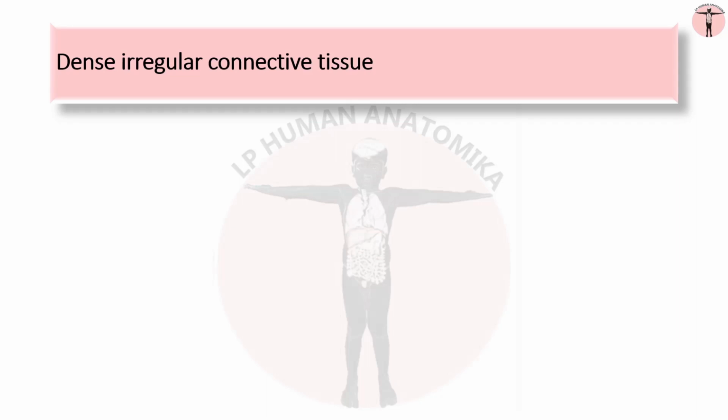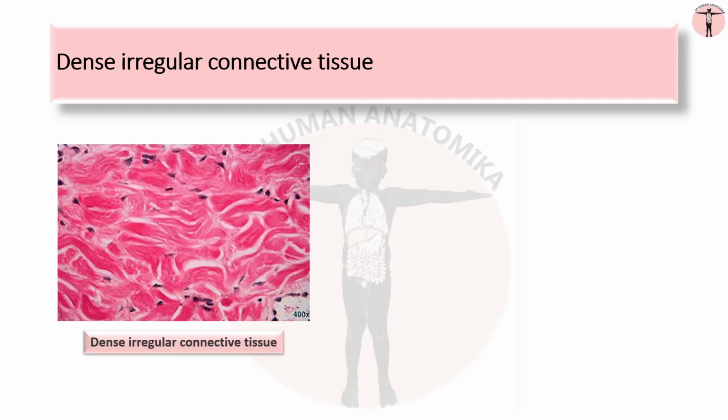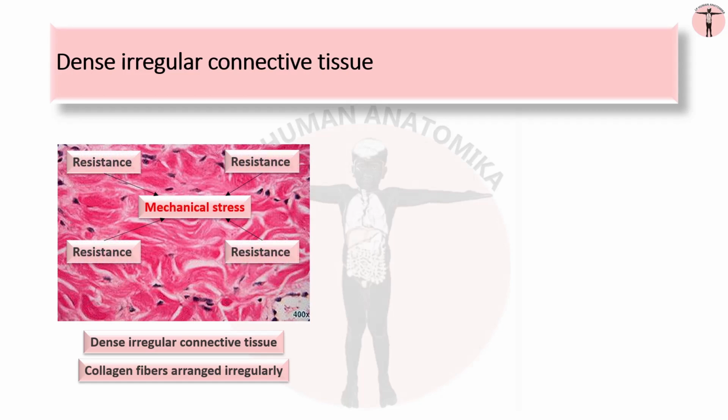Coming to the second type of the dense connective tissue, that is the dense irregular connective tissue. In dense irregular connective tissue, collagen fibers are arranged irregularly, which can be observed in this picture. The bundles of collagen are randomly interwoven with no definite orientation. It provides resistance to mechanical stress from all directions.